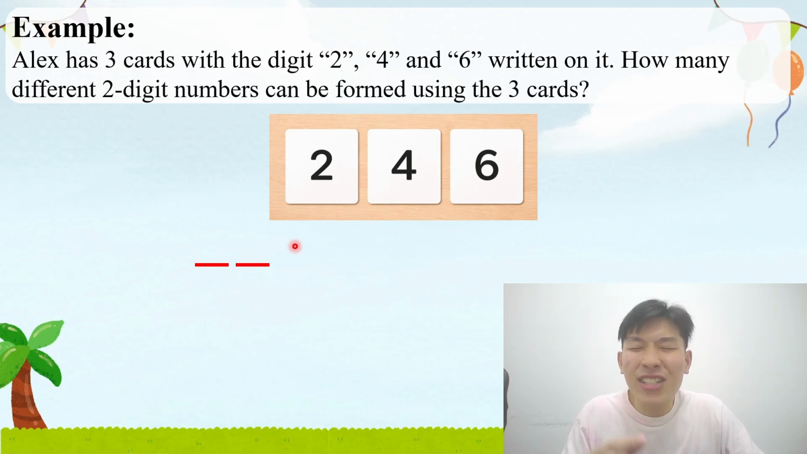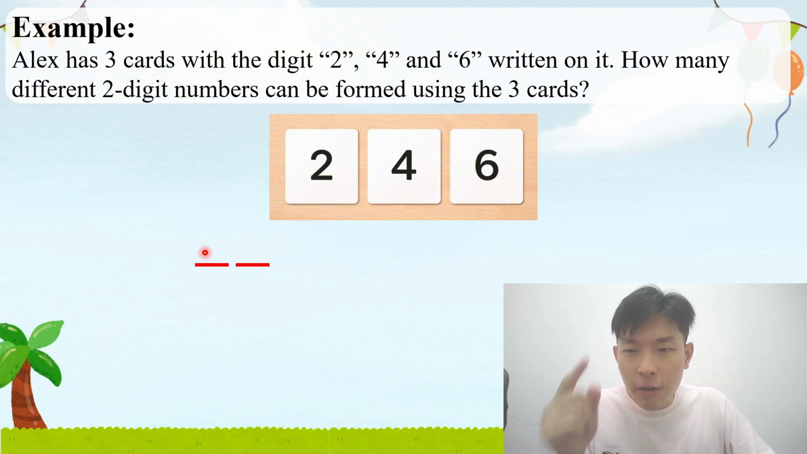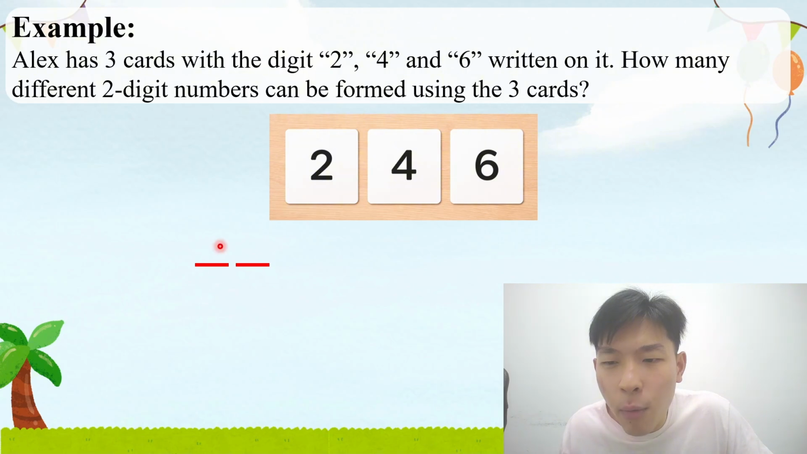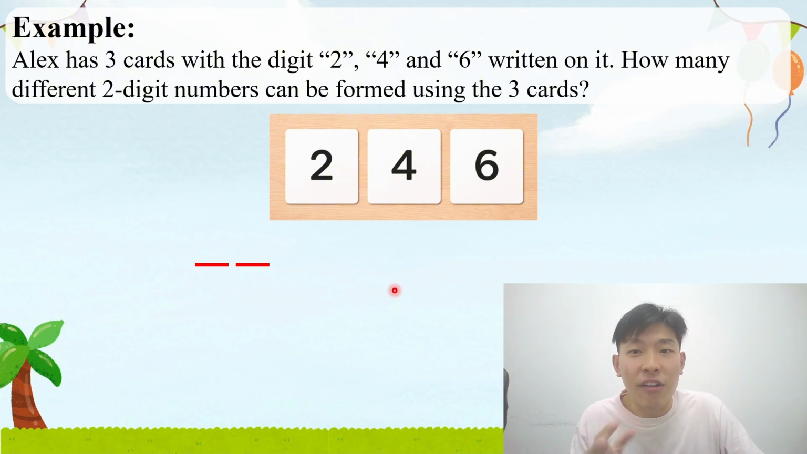So, you see that it's actually the same as our previous step-by-step process. First step, I need to choose a number for my tens place. And second step, I need to choose a number for my ones place. So, how many choices do I have for my tens here? Very good. There are 3 choices, 2, 4, or 6.